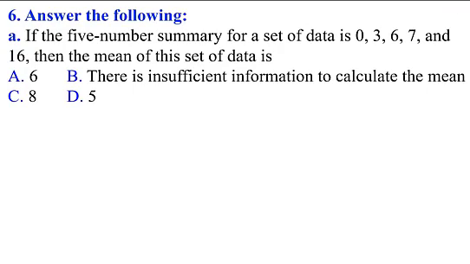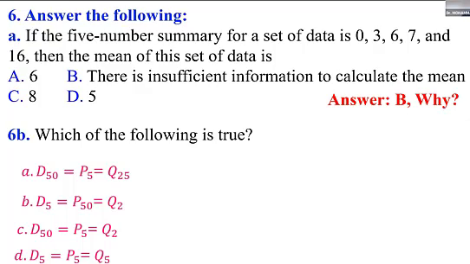If the 5-number summary for a set of data is 0, 3, 6, 7, and 16, then the mean of this set of data is? Well, in order to calculate the mean, you need to have all pieces of data. We don't have all the data. Therefore, we don't have enough information to do the calculation. Which of the following is true? The answer is B. Why is that?